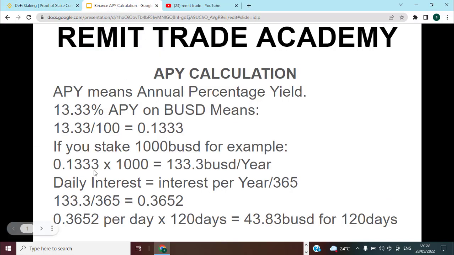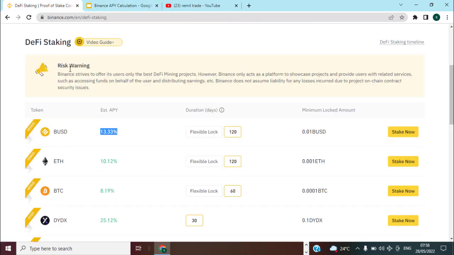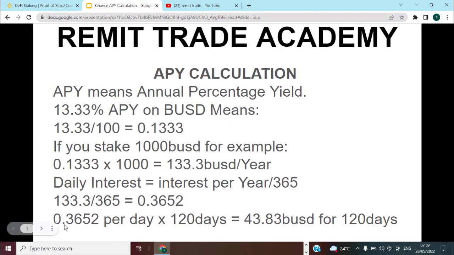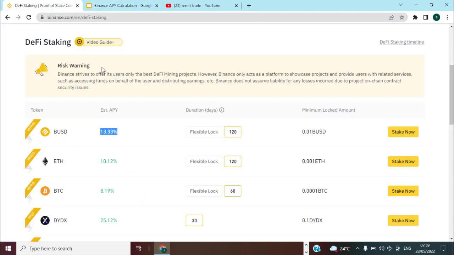So that also means that if you want to know the exact amount of BUSD you will have for the period of 120 days, you have to multiply the 0.3652 BUSD per day by your 120 days, and that will give you 43.83 BUSD for 120 days. So this is the amount of BUSD you will get in 120 days. This is about 4 months.